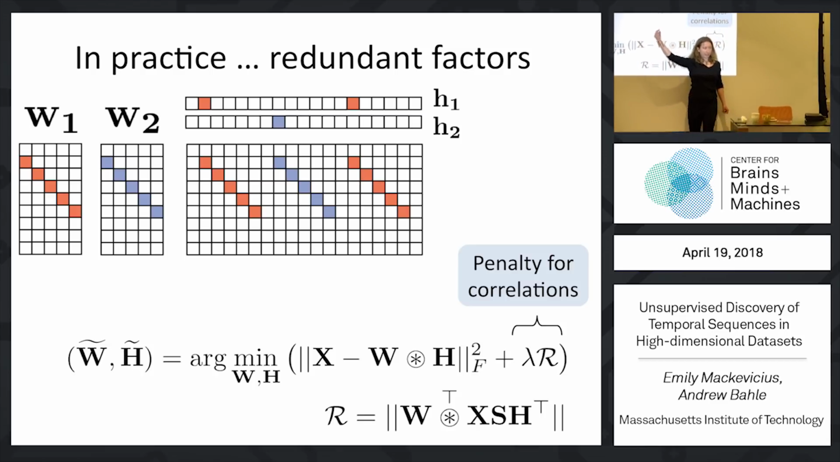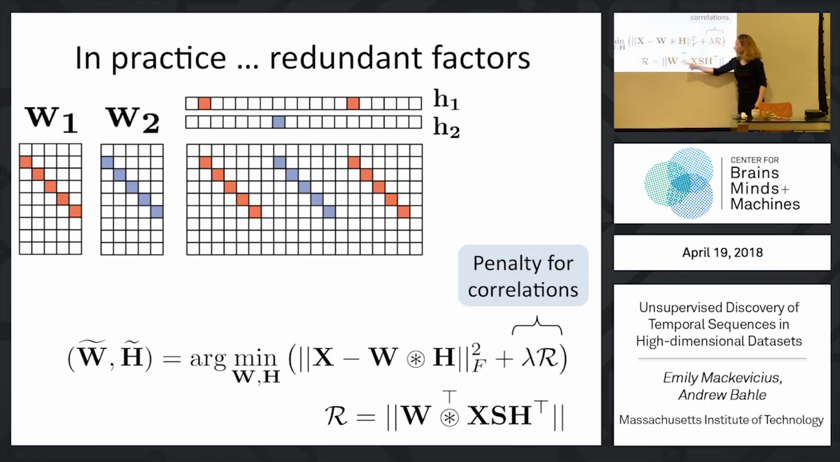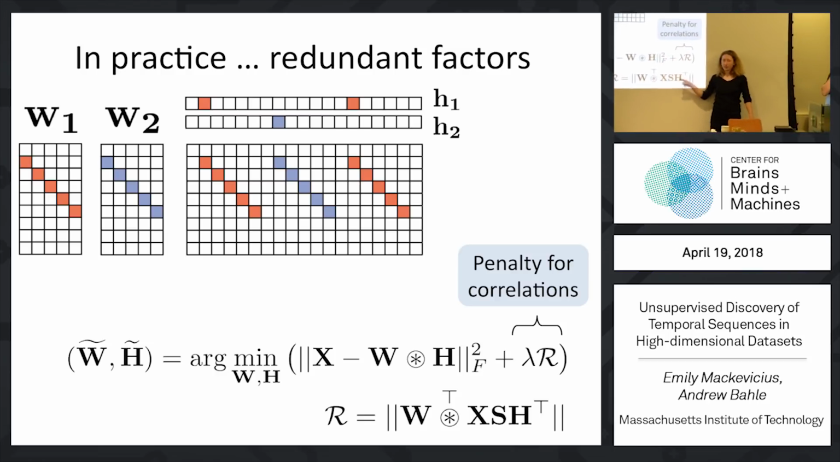You could have a case, like the first case that I showed you, where the W's are not correlated, but the H's are. And so this term is sort of symmetric in W and H, and so it gets at both H correlations and W correlations. We'll come back to the options of just punishing H correlations or just punishing W correlations in a bit.